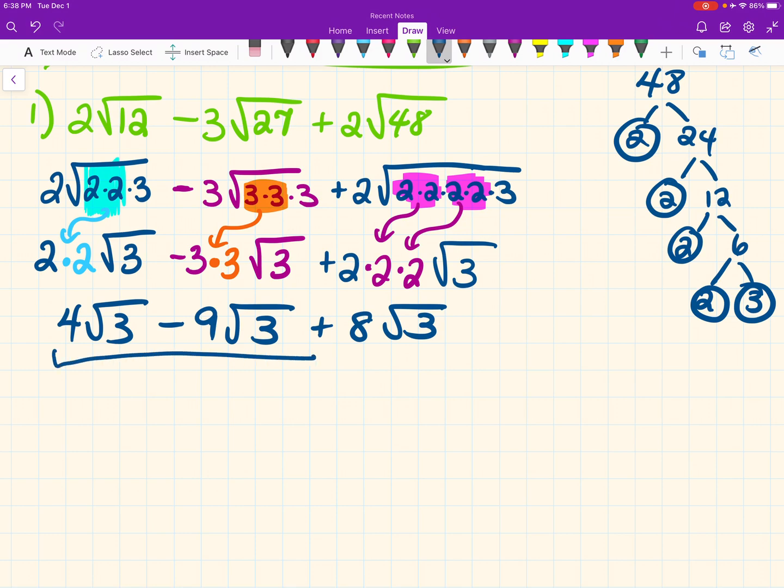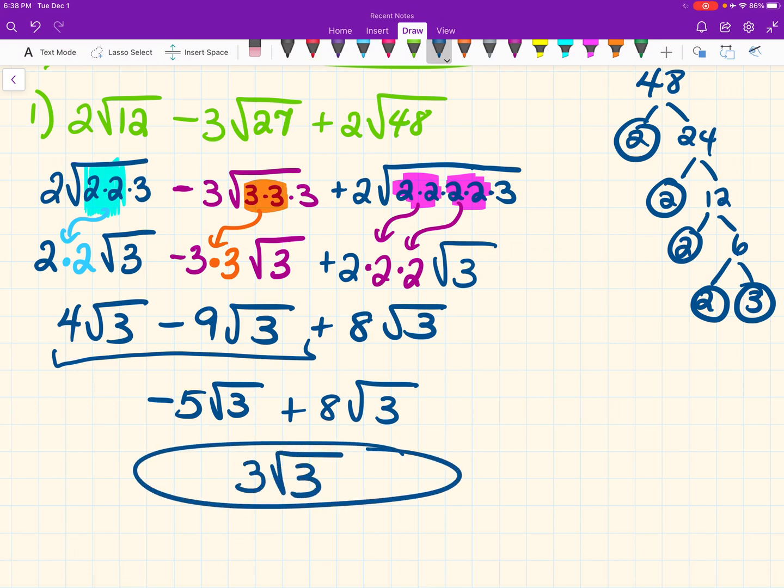4 root 3 minus 9 root 3 is going to give us negative 5 root 3. I just added the 4 minus the 9. The root 3 is just telling me what we're counting. Then we're going to add the 8 root 3. So negative 5 root 3 plus 8 root 3, the final answer here is 3 root 3. The biggest thing with radicals is knowing when you're done and knowing that you simplified it all the way.